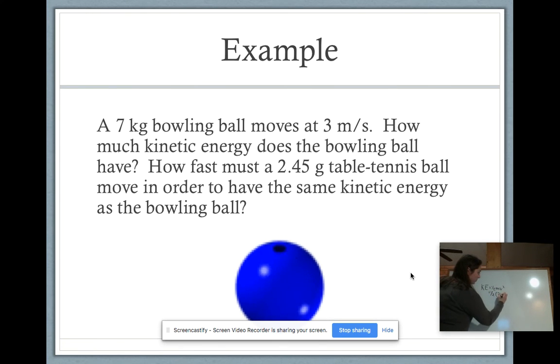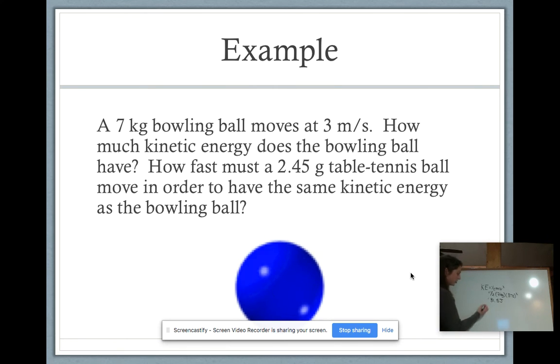So using this same kinetic energy equation, we'll do 1/2 times the 7 kilograms for the bowling ball times 3 meters per second squared, and we find the kinetic energy of the bowling ball to be 31.5 joules.